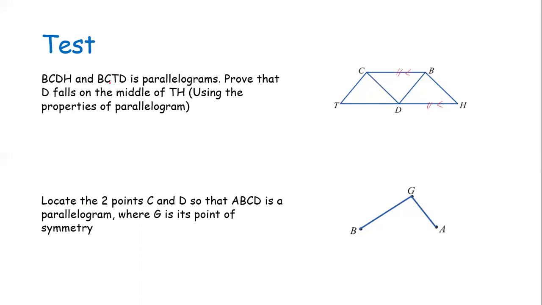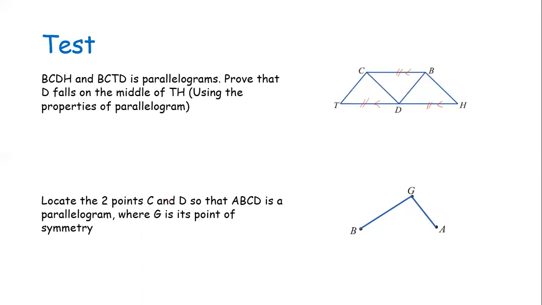Now we move to the other parallelogram, BCTD. Also in this parallelogram, we have BC parallel to TD, and the length of BC is equal to the length of DT based on the properties. So we also have this. We conclude that D falls on the middle of the straight line, the piece of line TH.